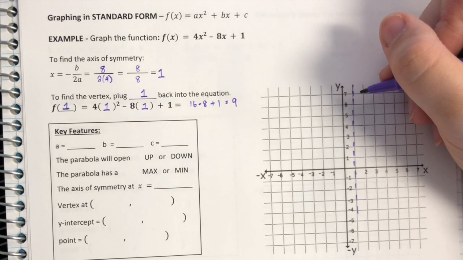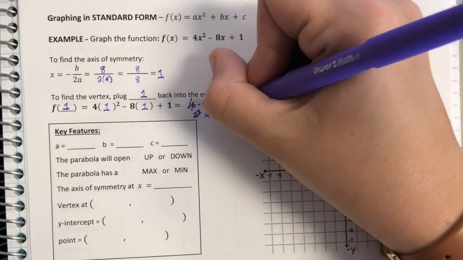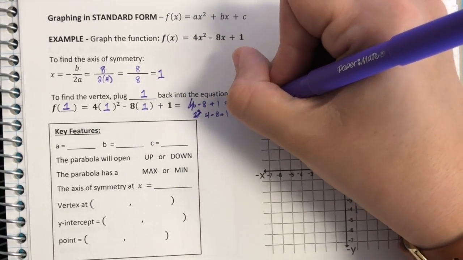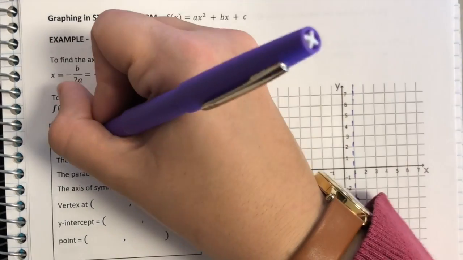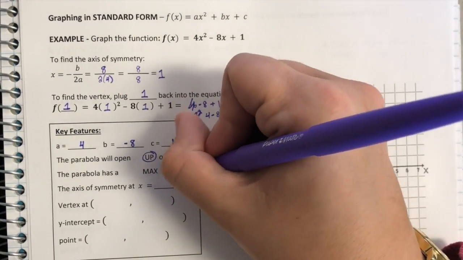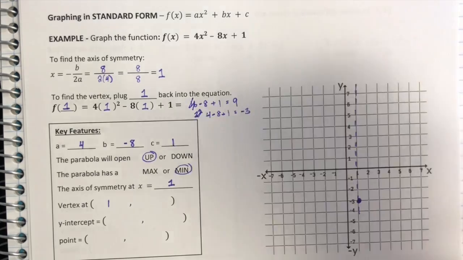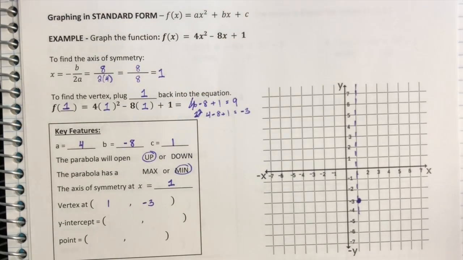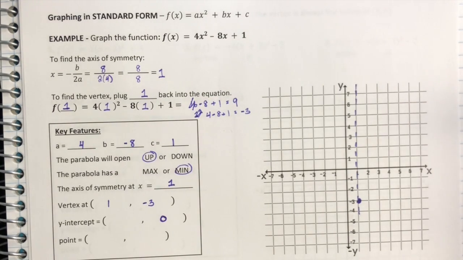So looking back at the equation, I can identify my a, b, and c values. A is 4, b is negative 8, c is 1. So I know my a is positive, my parabola is going to open upwards, which means that it has a minimum value, and the axis of symmetry is at x equals 1. My vertex is at 1, negative 3, and I found that just by plugging the 1 into my equation for x and solving for y.